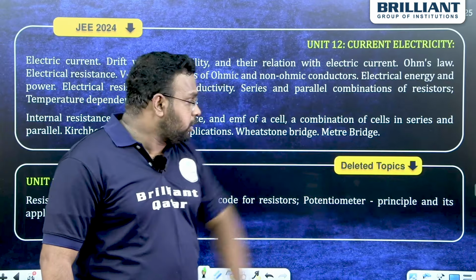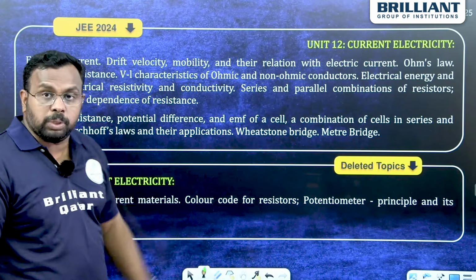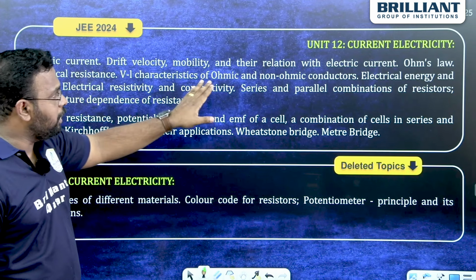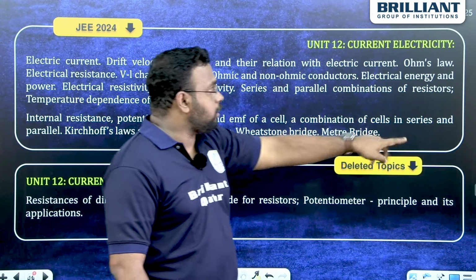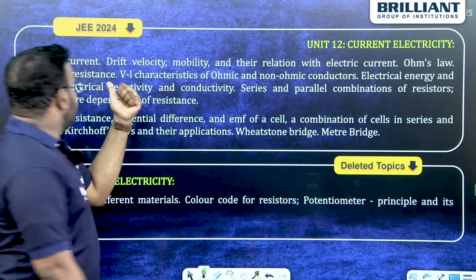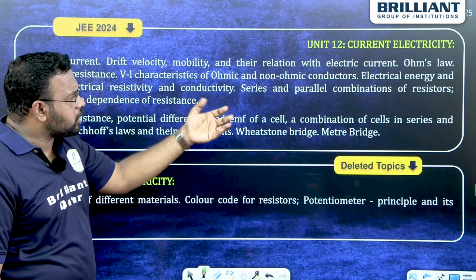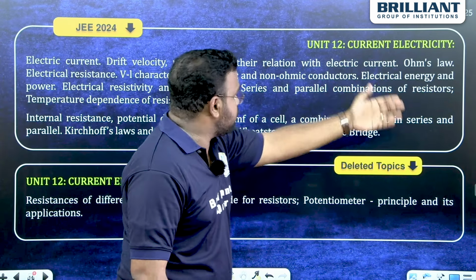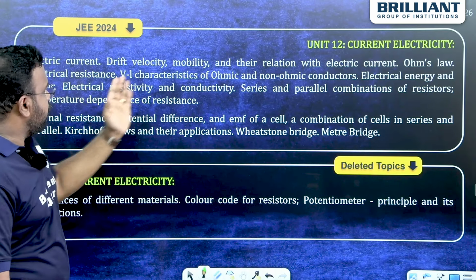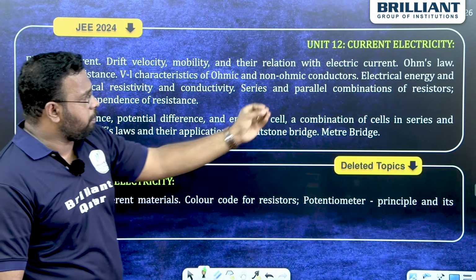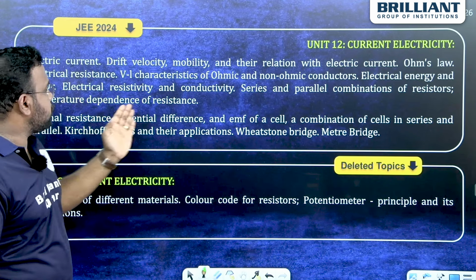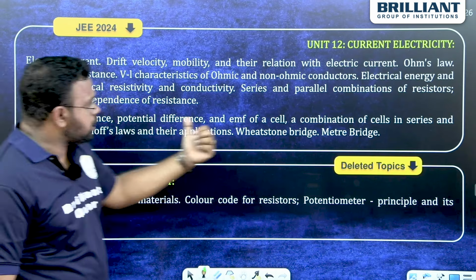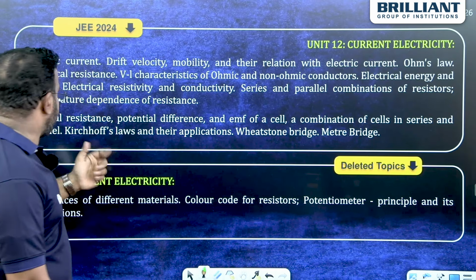Current electricity, electric current. Some topics are deleted that we'll discuss after going through the topics, which are electric current, drift velocity, mobility, and their relation with electric current, Ohm's law, electrical resistance, VI characteristics, ohmic and non-ohmic conductors. No need to explain all these things, you know all these things. Electrical energy and power, electrical resistivity and conductivity, series and parallel combination of resistors, temperature dependence of resistance. Then internal resistance, potential difference, and EMF of a cell, combination of cells in series and parallel, Kirchhoff's laws.